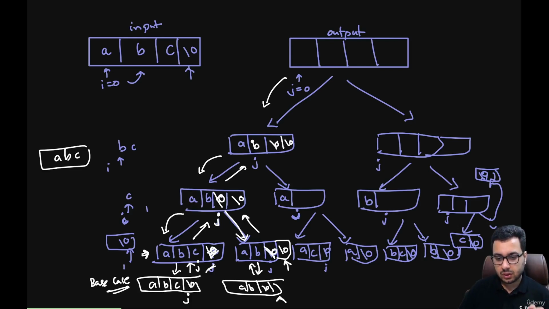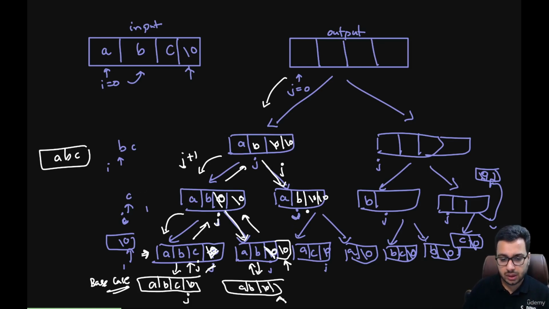But again, when you make a call here, the value of J is not going to change. When you include something in your output, j goes to j plus 1, and if you don't include, j remains at the same index j. So now this array will be ab null null, okay, and you're going to overwrite the jth index with some extra information.